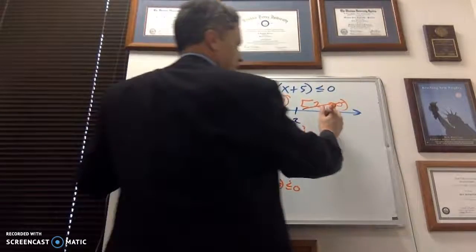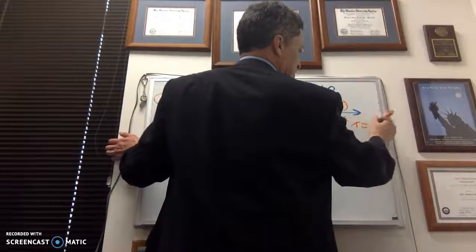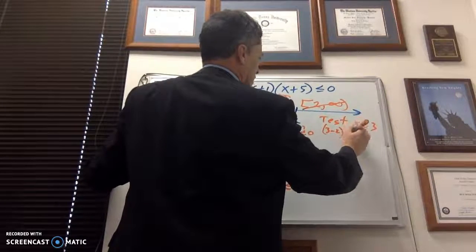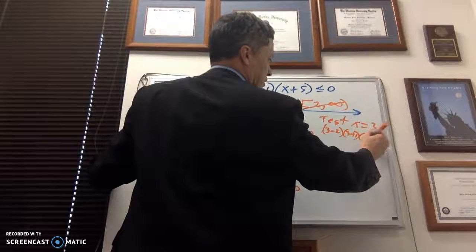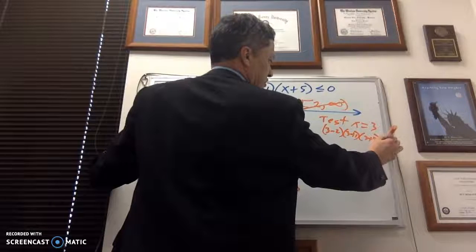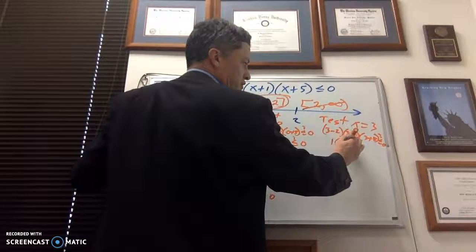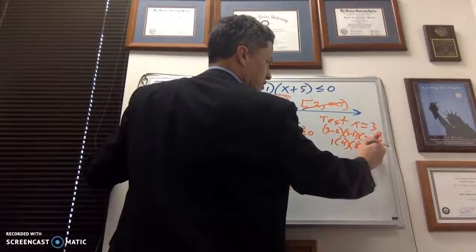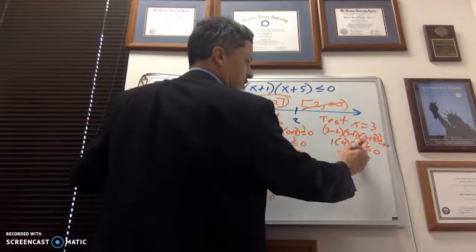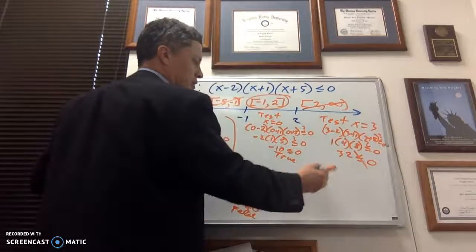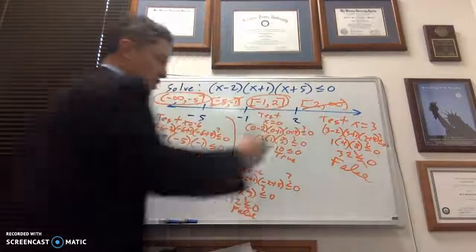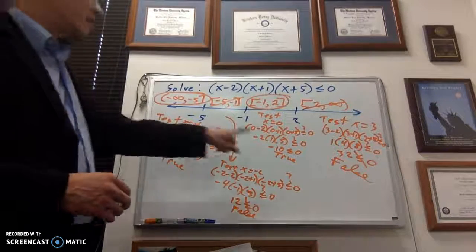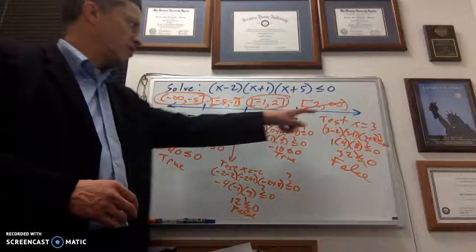Last interval, let's see why that didn't work. We'll test x equals 3. So 3 minus 2 times 3 plus 1 times 3 plus 5, trying to be less than or equal to 0. That's 1 times 4 times 8, which is 32, which is not less than or equal to 0. So that's false. There you go. The nice thing about the shortcut here is that all I had to really test was just the one interval, not all 4 intervals.